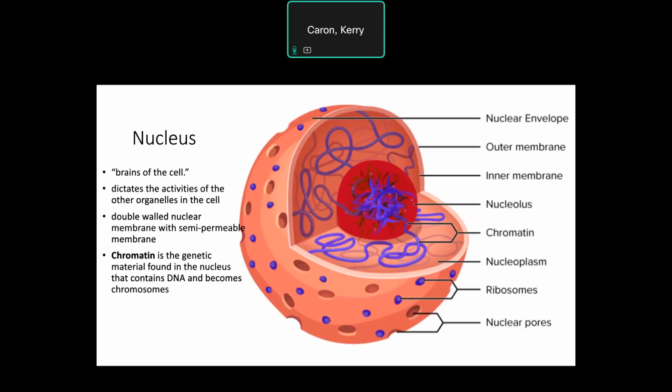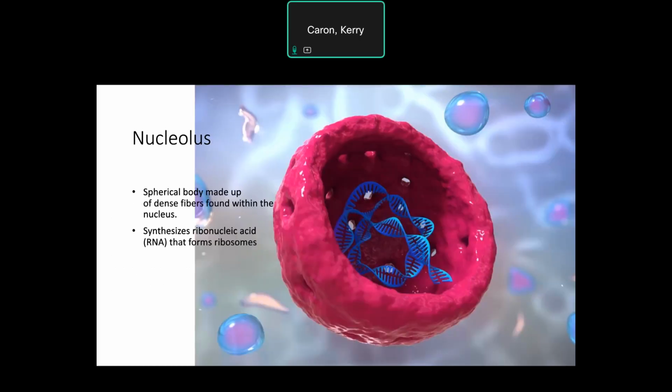The nucleus is the brain of the cell, right? It dictates the activities of the organelles. It's kind of like the mastermind. It's double-walled. It has a nuclear membrane. It has chromatin, which is your genetic material that contains the DNA and becomes chromosomes. The nucleolus is a spherical body inside of the nucleus that contains the RNA that forms ribosomes.